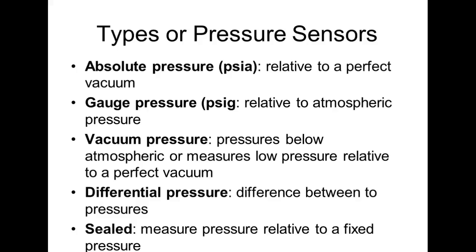Differential pressure, we work with those every once in a while. This is the difference between two pressures. And sealed pressure measures pressure relative to a fixed pressure. Okay, so these are the terms that we'll run into when we start talking about sensors that sense pressure. So they're going to sense absolute pressure, gauge pressure, vacuum, differential pressure, or sealed pressure. Okay? This is supposed to be the number two, not the ratio.